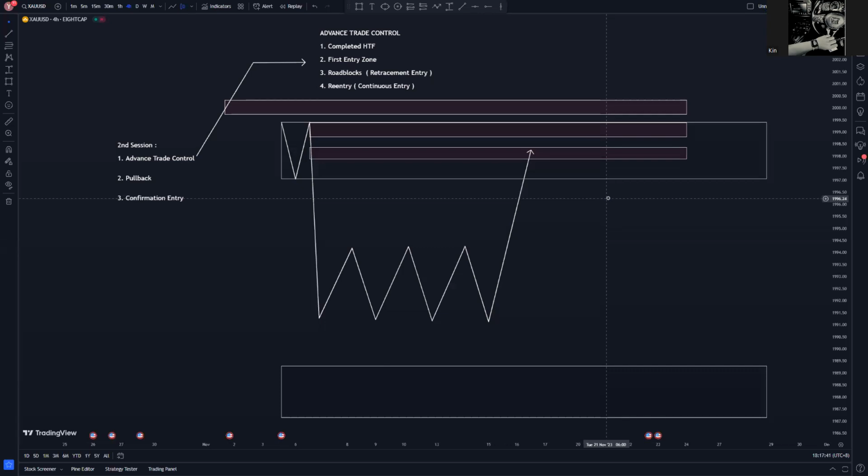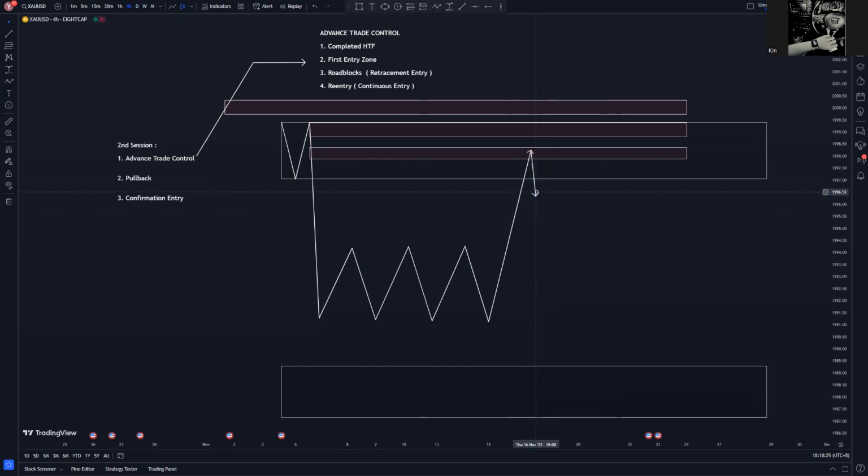The main reason why we use the first entry zone is we want to make sure that after the price creates the confirmation entry, the price will go down. And then we want the price to create the trade control. If there is no trade control, there will be a big possibility for the price to go up again to look for another first entry zone. For now, do you guys get it? Or do you want me to repeat again?